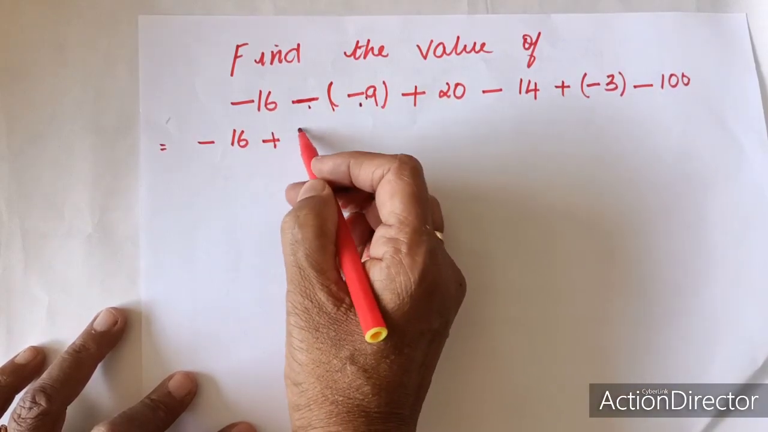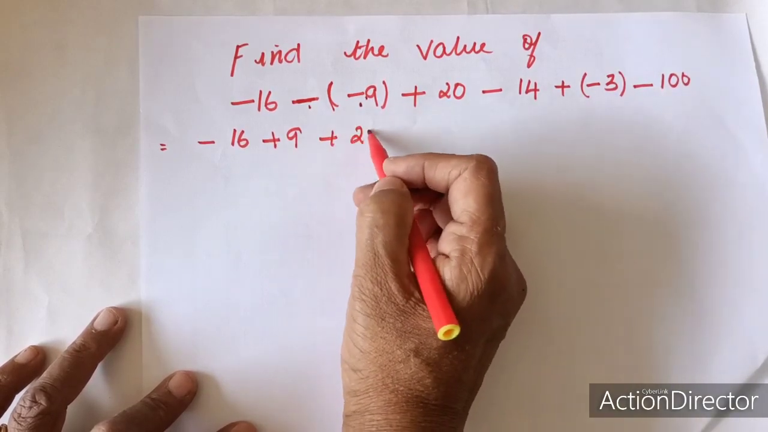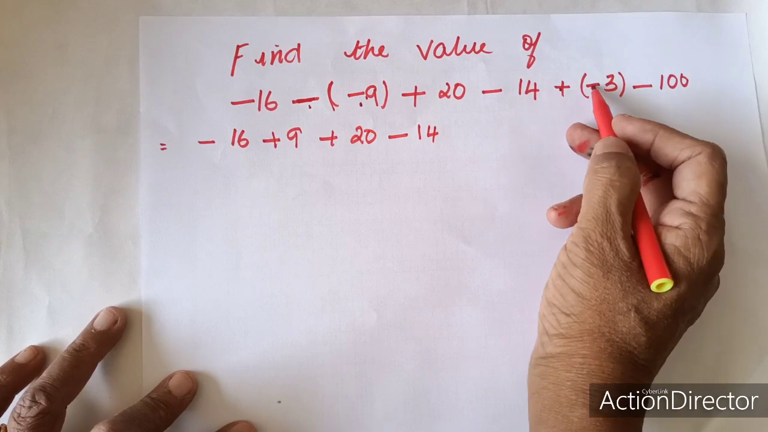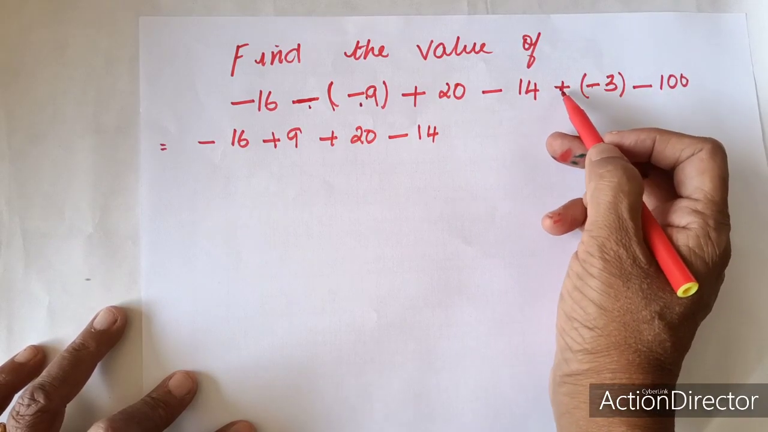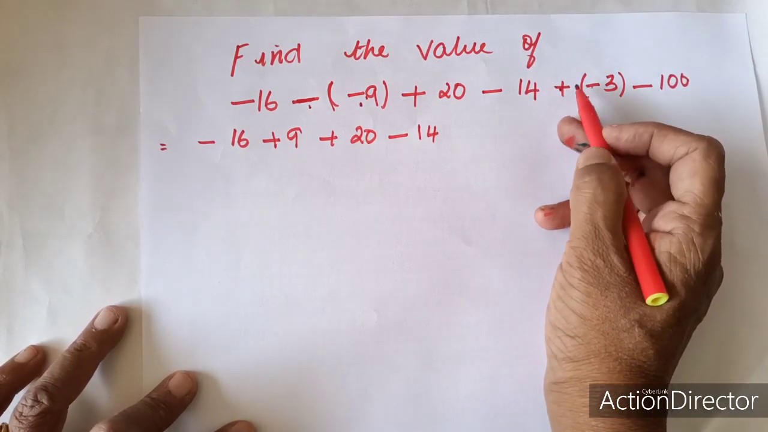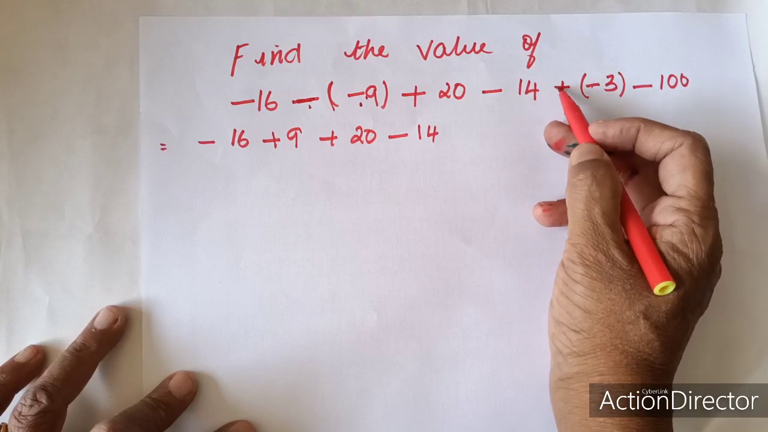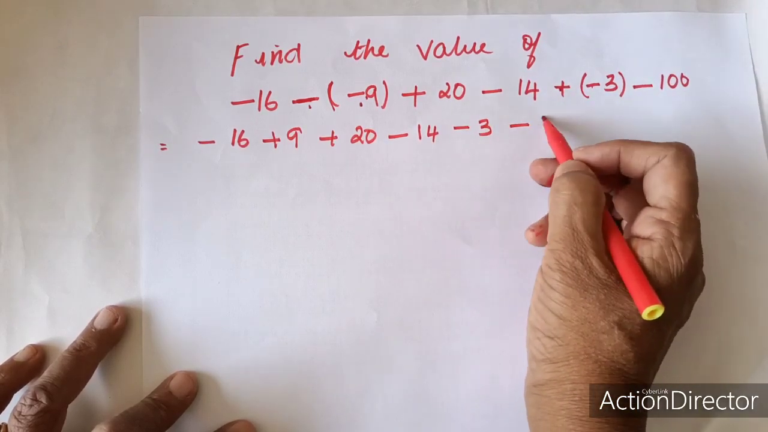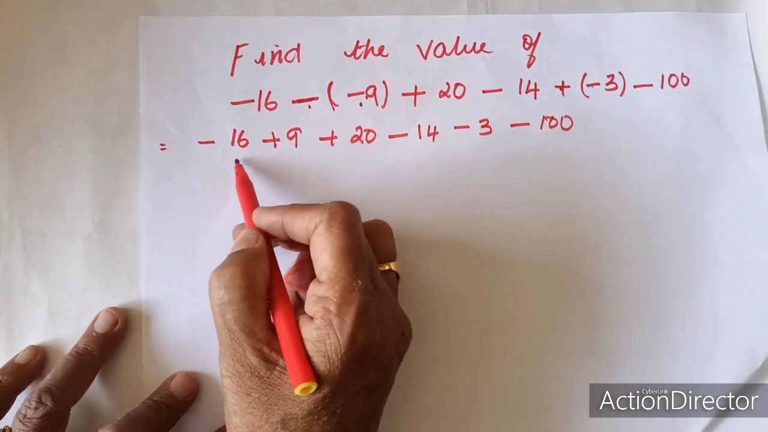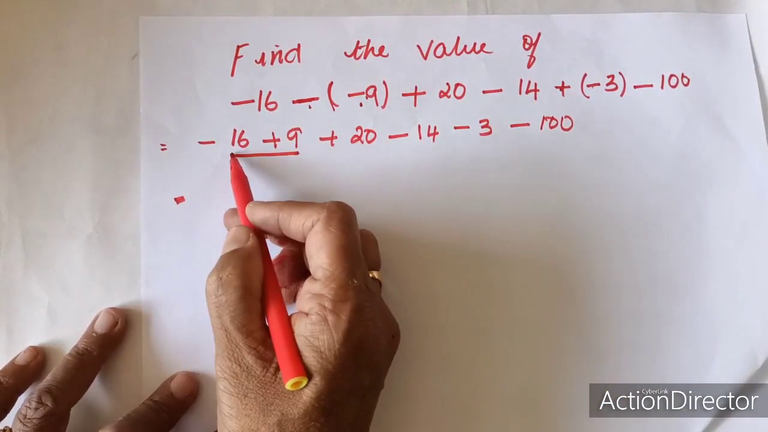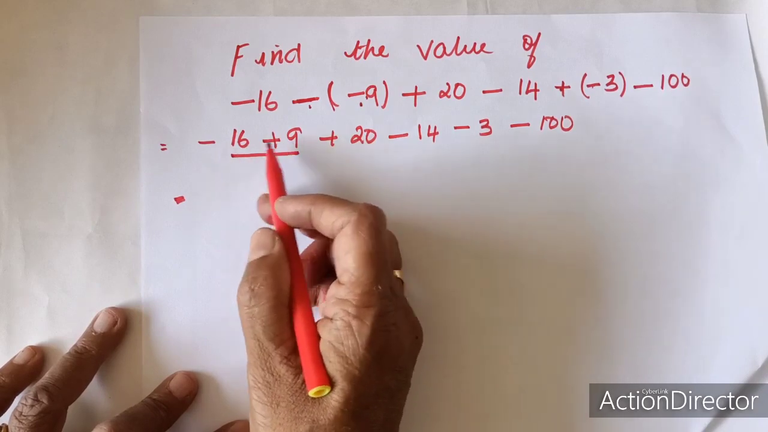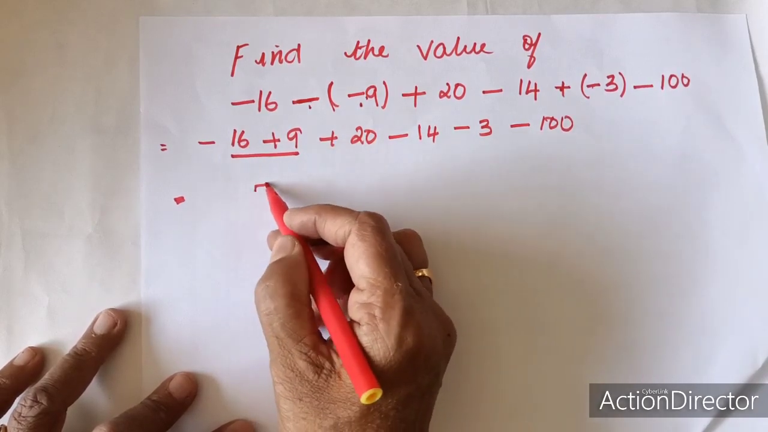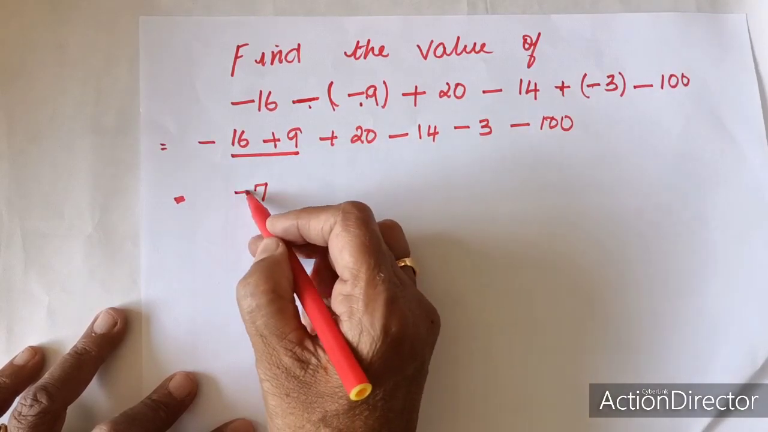Plus 9, plus 20, minus 14. Since you are having only a plus sign, we will not take the additive inverse. Additive inverse is taken only when you have the minus sign outside the bracket. Since there is a plus sign, this number is written as it is. Now minus 100. We will take two numbers together. Minus 16 plus 9, different sign, so we will subtract. 16 minus 9 is 7. Sign of the bigger number, minus 7.